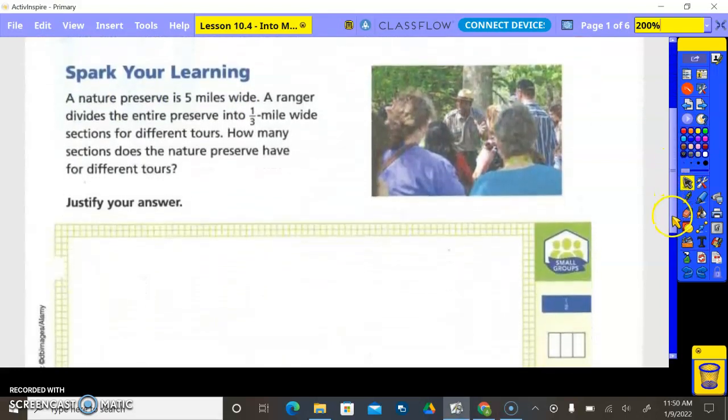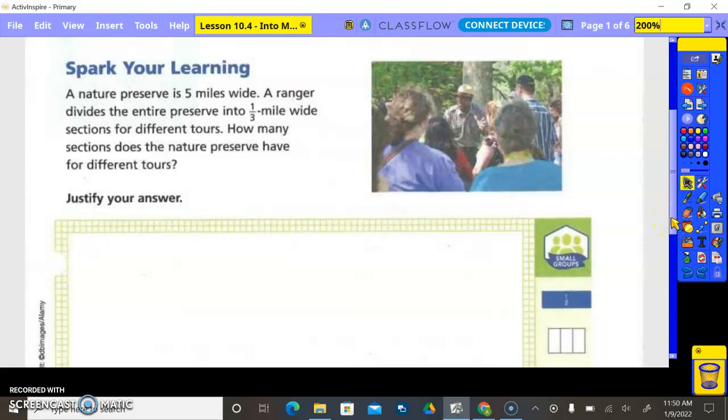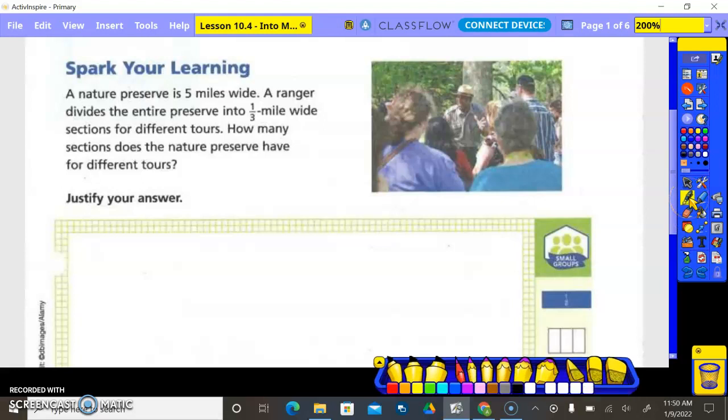Spark your learning. A nature preserve is 5 miles wide. A ranger divides the entire preserve into 1/3 mile wide sections for different tours. How many sections does the nature preserve have for different tours? So we have our 5 miles wide, and then we have our 1/3 mile wide for each section. How many sections does the preserve have for different tours?